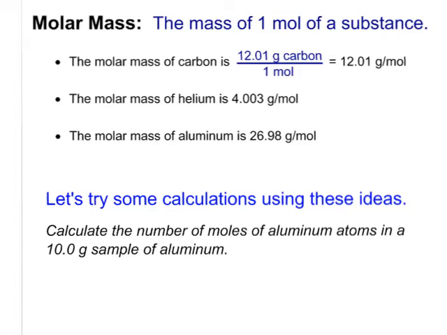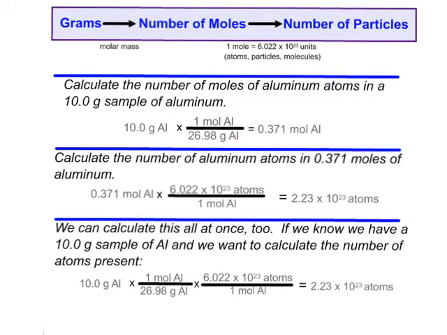Calculate the number of moles of aluminum atoms in a 10-gram sample of aluminum. Now you could pause the video and do this on your own and see if you get it right, but I'm going to show you how this works. This is just a little chart I made for you to help you understand this better. And hopefully it helps. If it doesn't, we can come up with some other idea to help you understand. But we can always convert grams into the number of moles using the molar mass as our conversion unit. We can also convert the number of moles into the number of particles by using Avogadro's number.